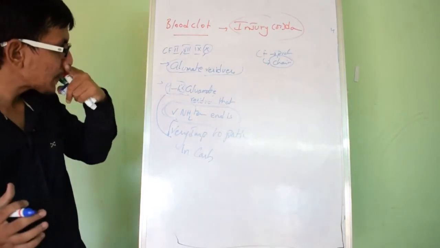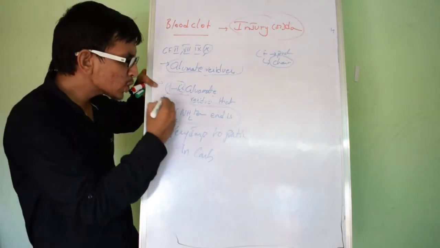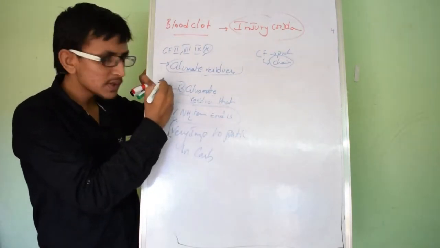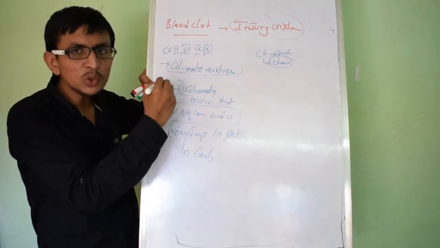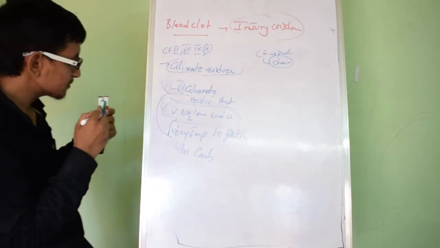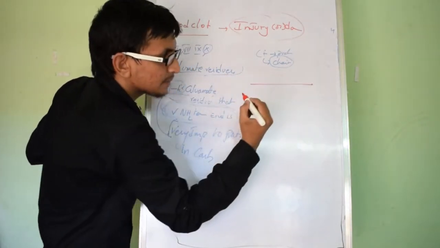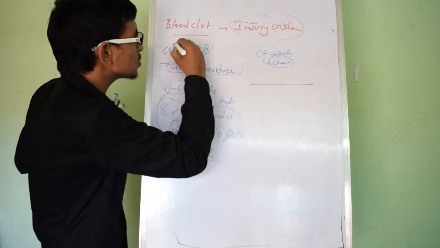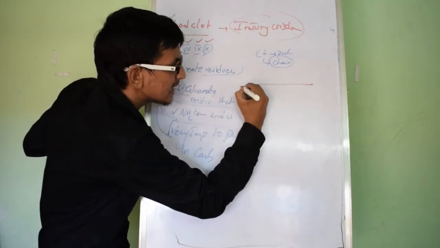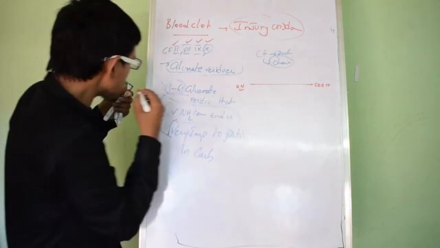Yes. So now what I want to do is, let's try to carboxylate these glutamic acid residues at the positions of 9 to 13, which are close to the amino terminal end. So this is my coagulation factor, either 2, 7, 9, or 10, and here I'm having the amino terminal end, here I'm having the carboxyl end.